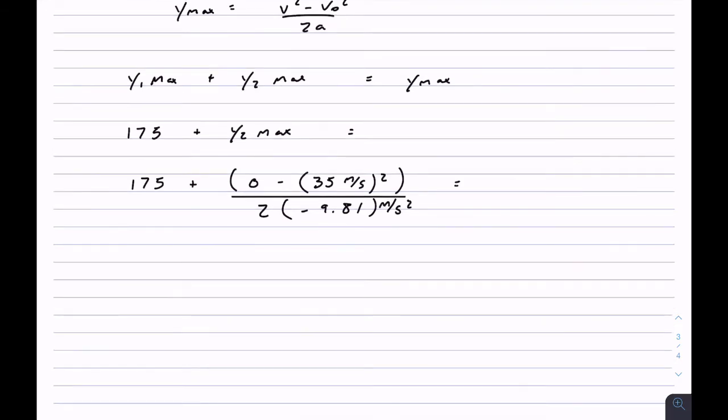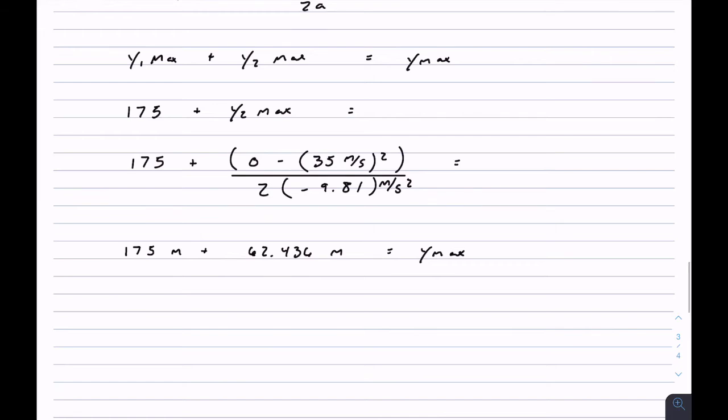So 0 minus 35 meters per second. And this is squared, by the way. And then we have over 2 times negative 9.81 meters per second squared. So this is going to give us our value that we're looking for. Okay, so plugging this all in, this gives us 175 meters plus 62.436 meters. This is Y max.